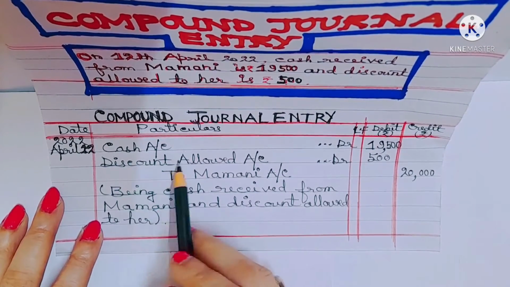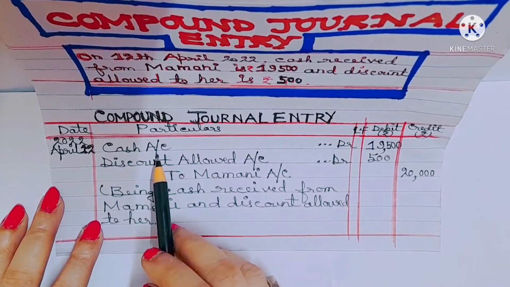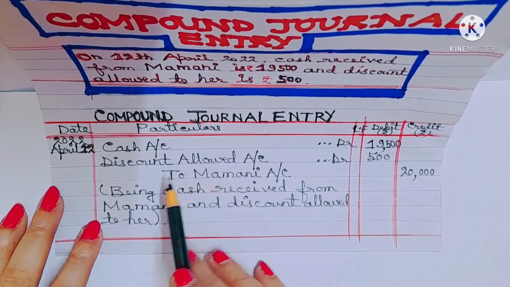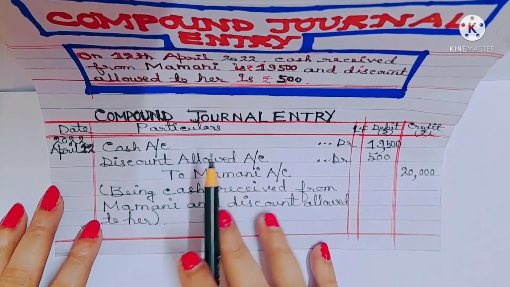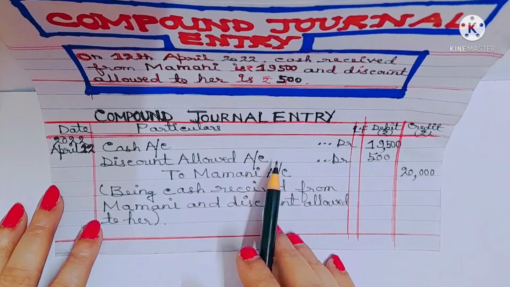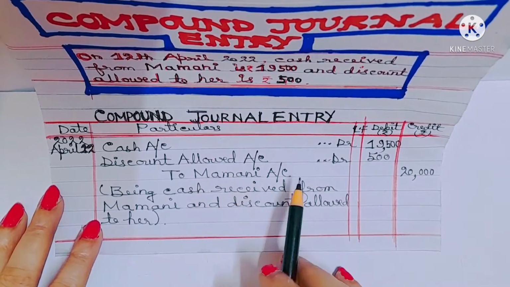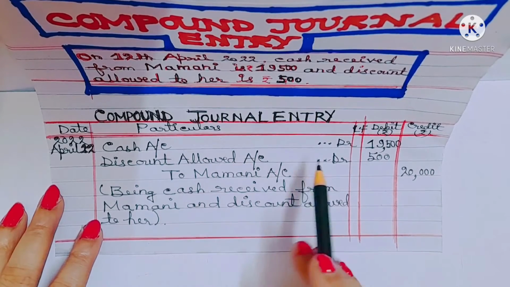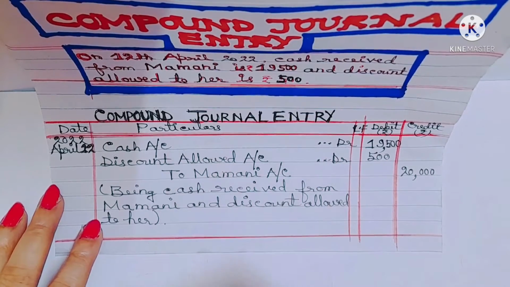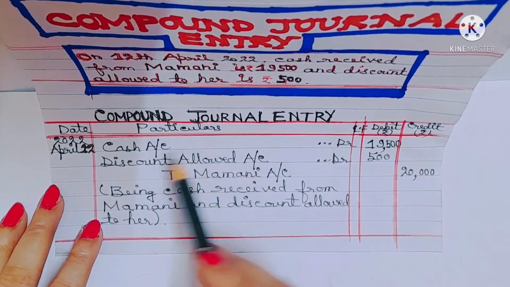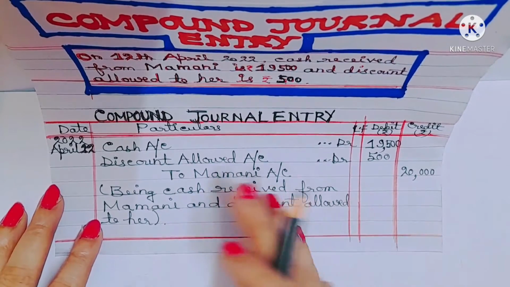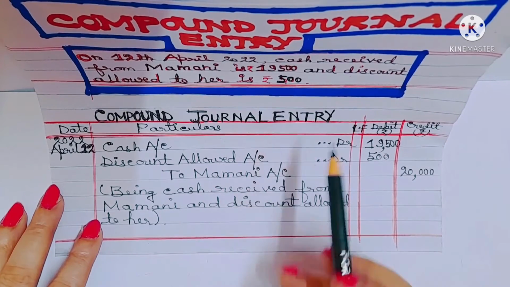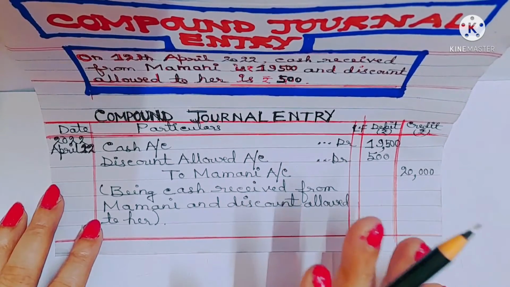Cash account is debit. Cash account is on the debit side. We are not going to see the position of discount allowed account. We are not going to see the position of Mamuni account. We are only going to see the position of cash account. Cash account is on the debit side. So we look at the opposite side, not discount allowed. Remember, the opposite side means the credit side. When we are preparing any account which is on the debit side, we are going to see the account which is on the credit side. Mind you, remember this thing.